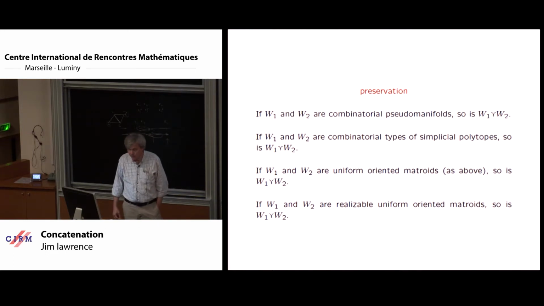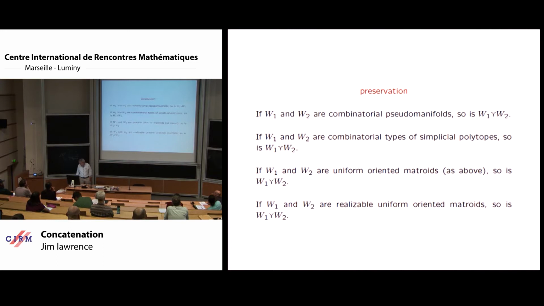Here are some properties that are preserved. First of all, if W1 and W2 are combinatorial pseudomanifolds, then so is their concatenation. And then it's the same sentence with combinatorial types of simplicial polytopes replacing something, and uniform oriented matroids replacing something. And finally, if I have two realizable uniform oriented matroids, then concatenation is also realizable. So if I want examples of these things, I can start with small or simple ones and build up examples.